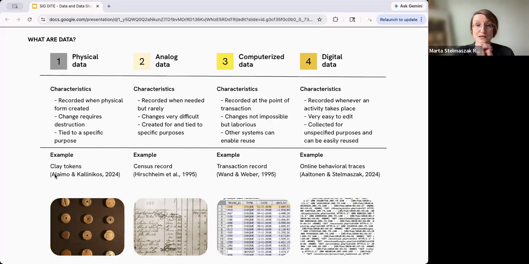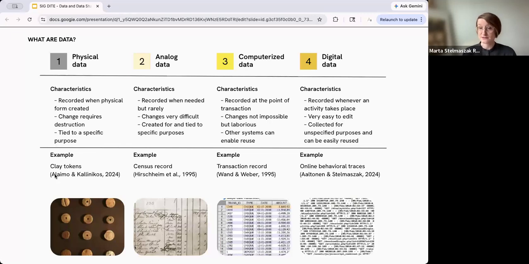And if we roll time back and look at the first instances of data that we have, we can, for now, refer to it as physical data. So surely we've had instances of physical data for more than centuries, for entire millennia. An example in here are clay tokens that Christina Lyman, Yanis Kalinikos, for example, talk about in their work and in their book. And these clay tokens were some of the first instances of data that we had. And they have some interesting characteristics that we note.